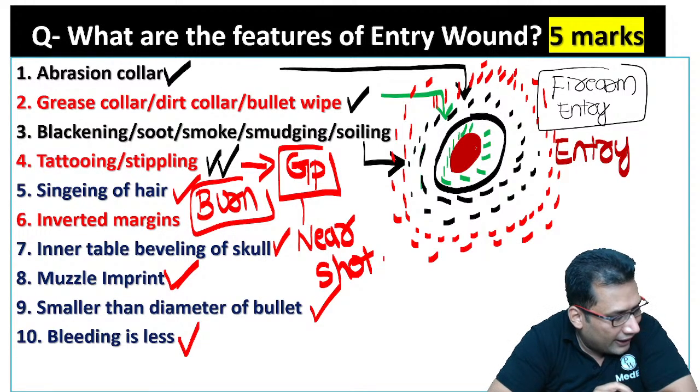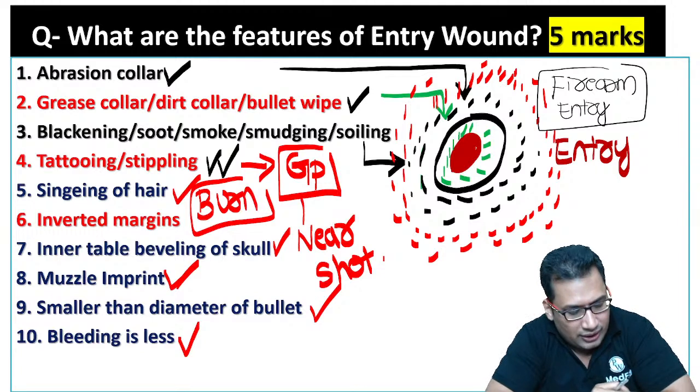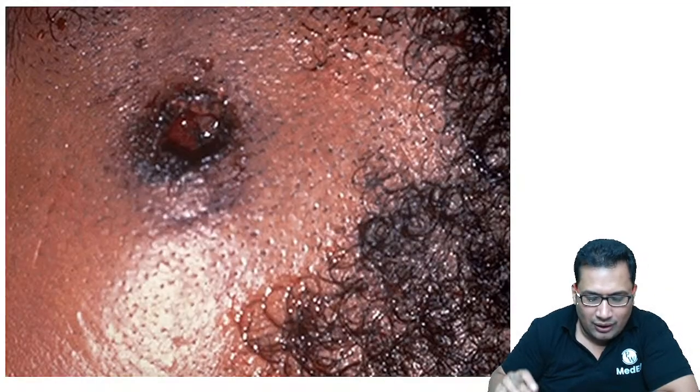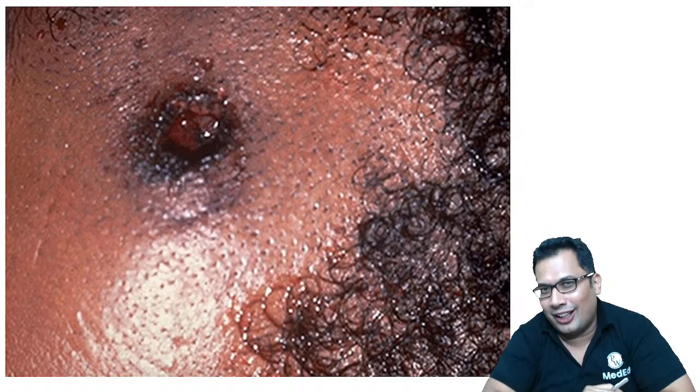Come on, guys. 5 marks question, 3 marks question. Entry wound and exit wound. Yes, fine? Great. Now your turn to identify.